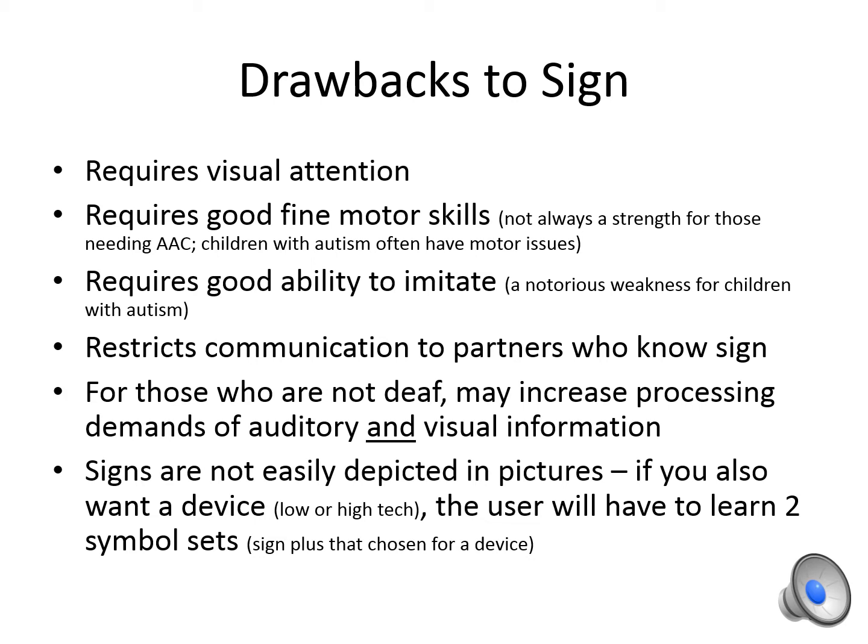If they could imitate well, many of them could probably imitate speech just as well as they could imitate sign, if they could imitate at all. So it becomes a barrier. Sign language requires that the partners you're talking to must also know sign language.